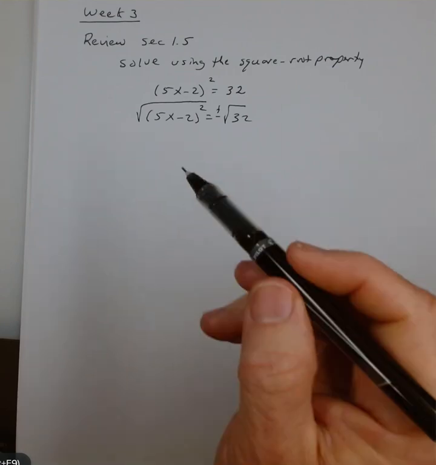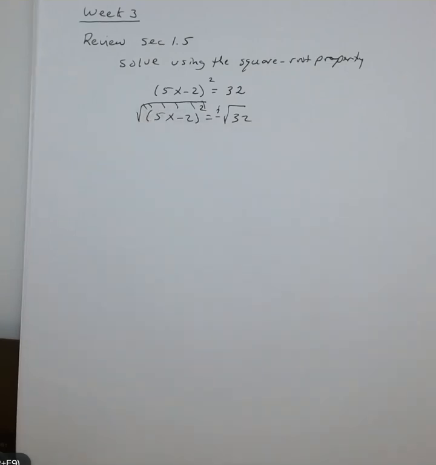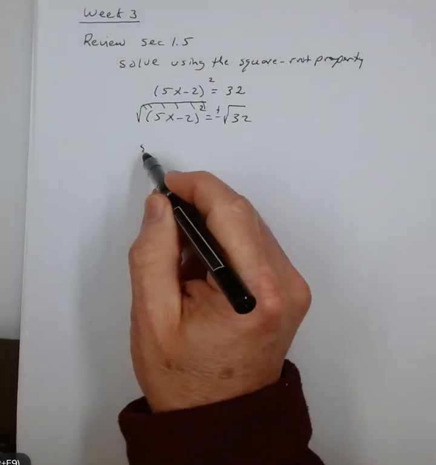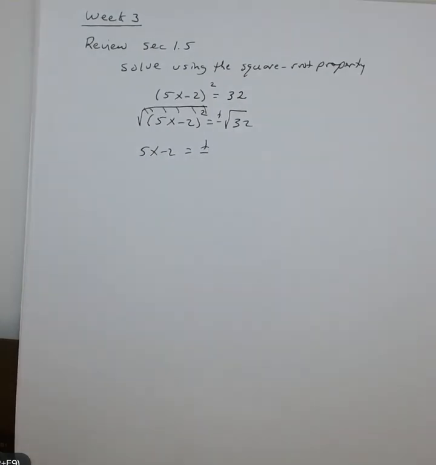And so then what happens is that the square and the square root undo each other. And so you're left with that radicand, which is 5x minus 2 equal plus or minus the square root of 32. What should you do with the square root of 32? See if you can simplify it, right? So you're looking for a perfect square other than 1 that goes into 32.